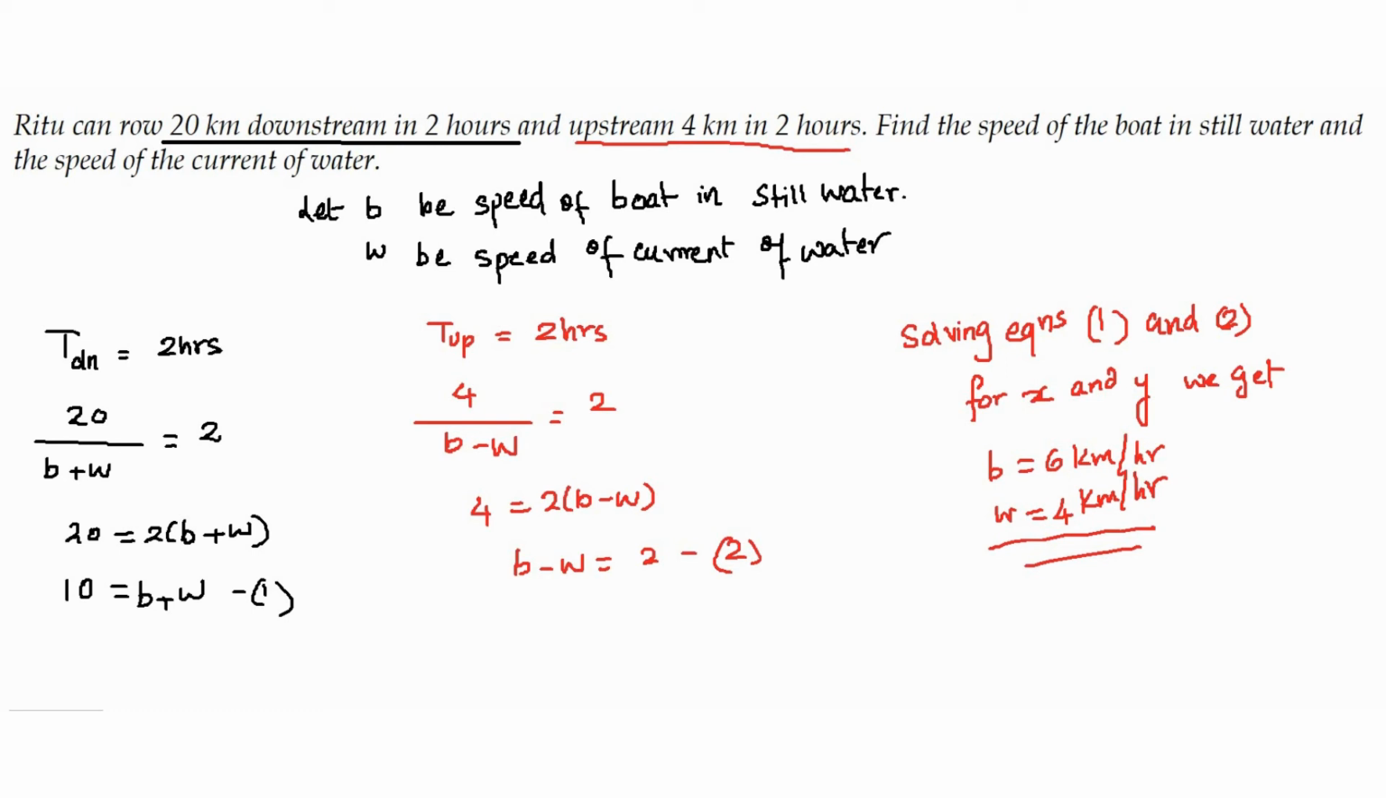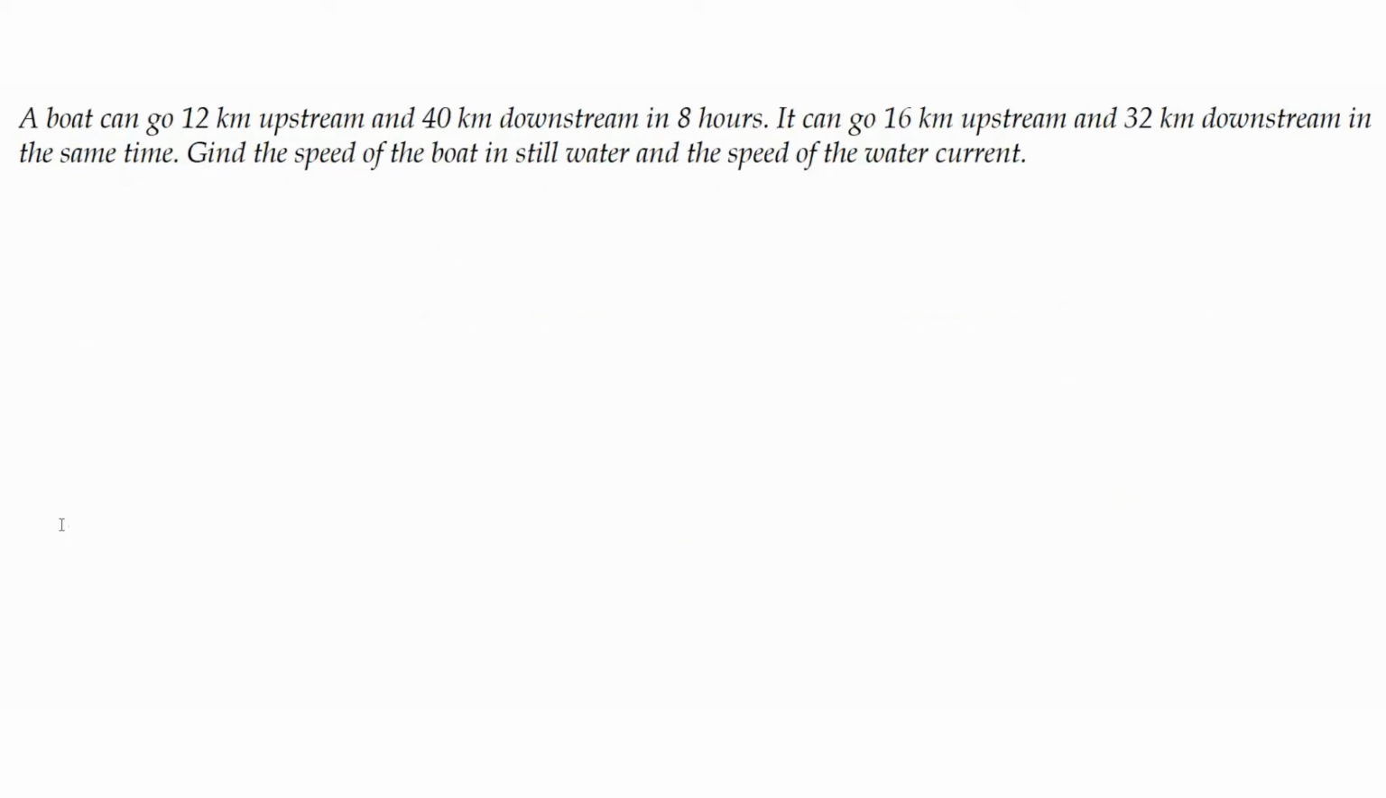Moving on with the next question. So consider this question. A boat can go 12 kilometers upstream and 40 kilometers downstream in 8 hours. It can go 16 kilometers upstream and 32 kilometers downstream in the same time. Find the speed of the boat.